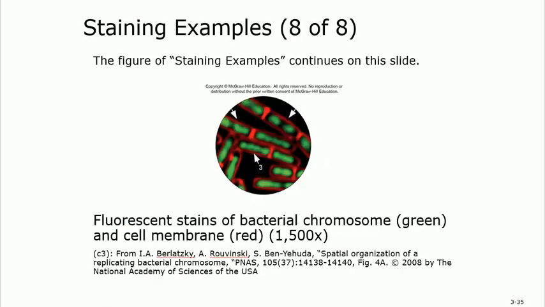This is a fluorescence stain. You see the green here, which is the chromosome, the bacterial chromosome, and you see the cell membrane that's red. And that's it for the microscope.